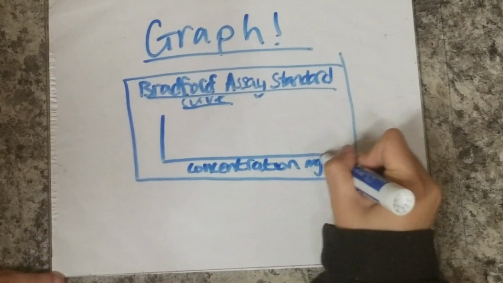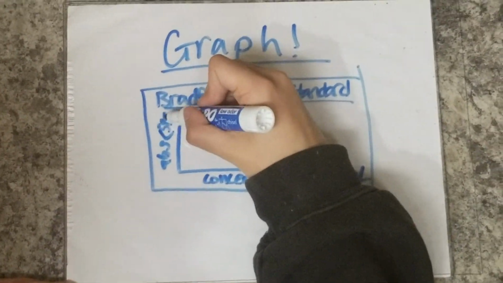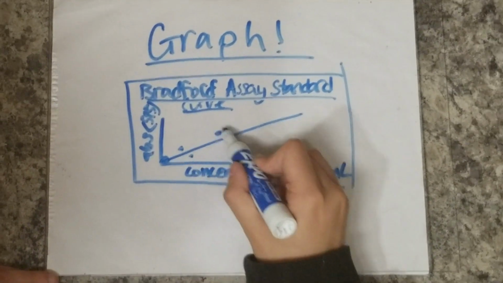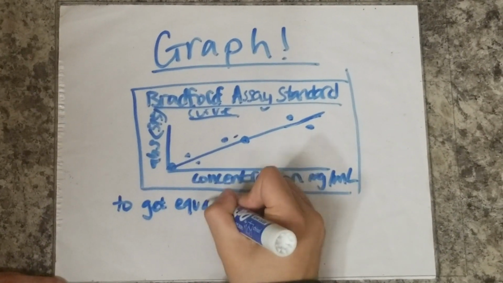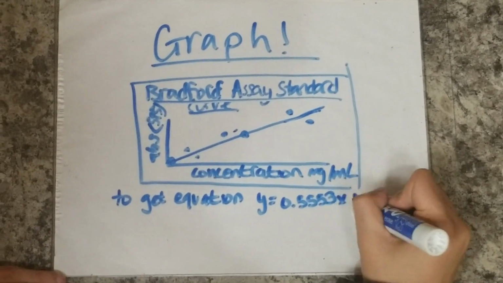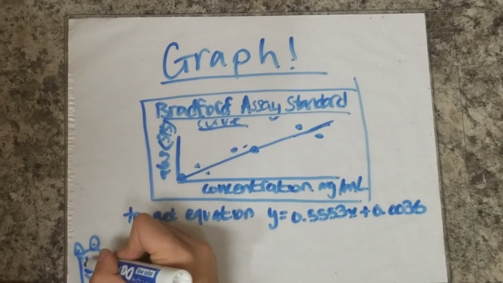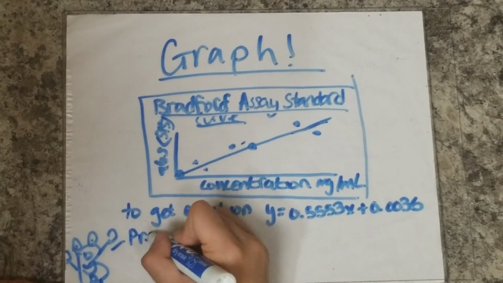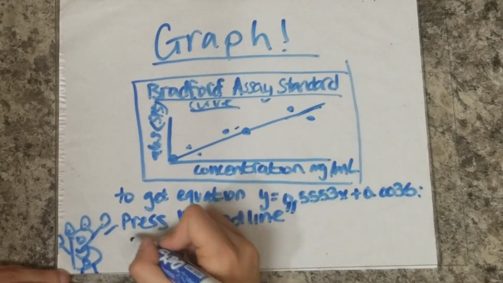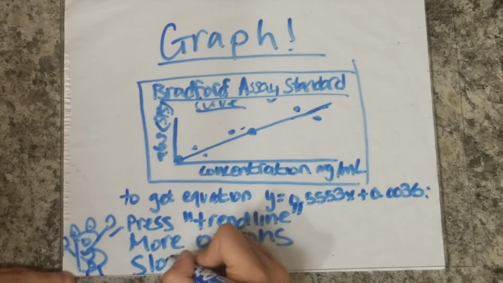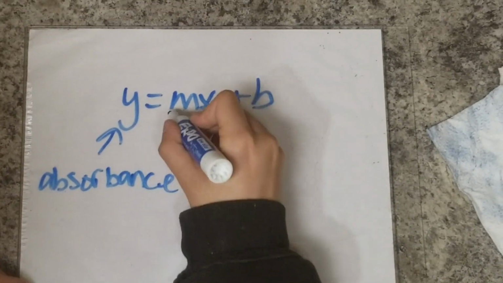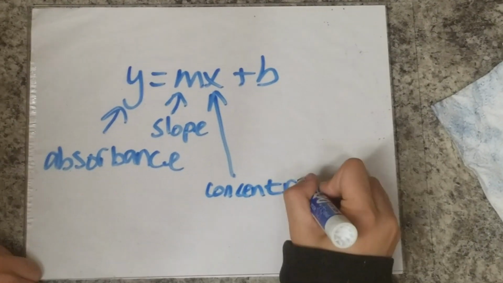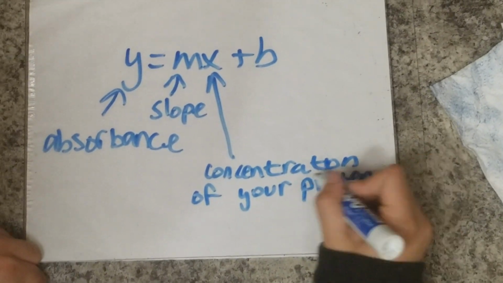What does Bradford say? Well, the y-axis indicates the levels of absorbance, whereas the x-axis indicates the concentration of protein in milligrams per milliliter. By pressing chart elements, pressing trendline, and going to more options, it is possible to add a slope equation to your chart by pressing display equation on chart. The idea behind the chart is the slope formula y equals mx plus b. Y is the absorbance, m is the slope, and x is the concentration of your protein, which you solve for.